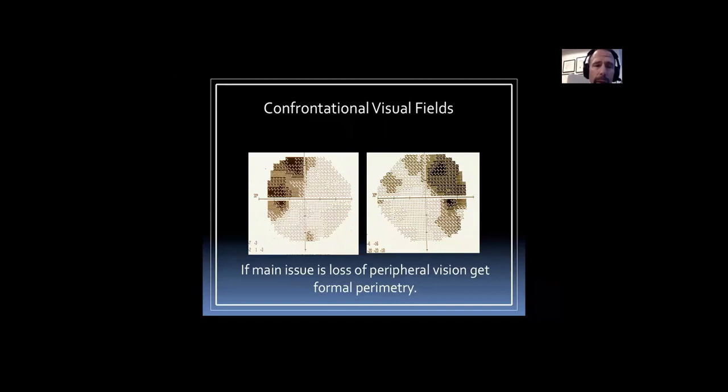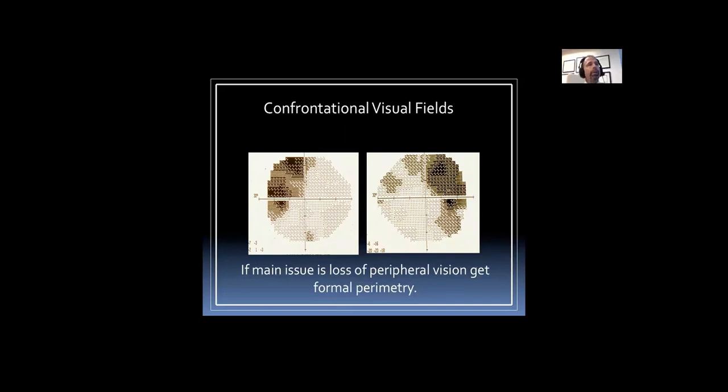His visual fields, this patient's visual fields, were normal by confrontation. I could not detect an abnormality. And yet on the automated perimetry, there's an obvious bitemporal visual field defect. So I say at the bottom of this slide, if the main issue is loss of peripheral vision, you have to get formal perimetry.